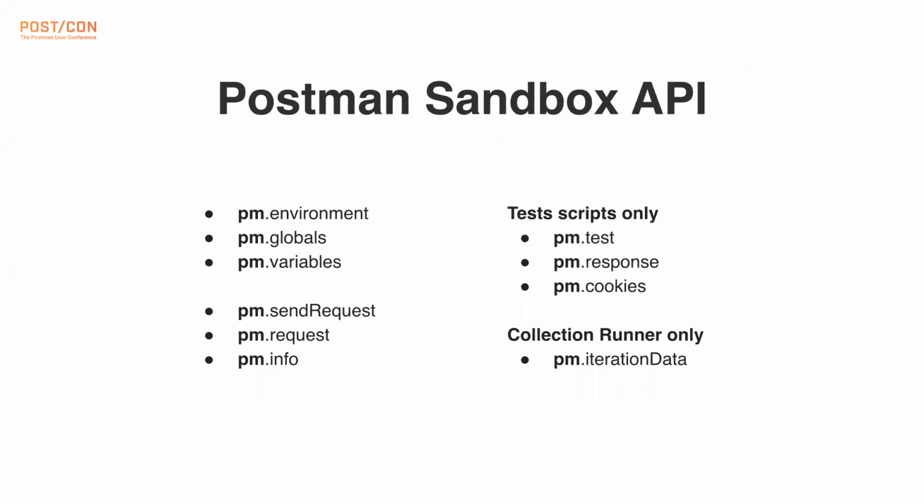In addition, we'll be looking at PM.sendRequest, PM.request, which allows us to access information in the request, similar to how we accessed information in the response, and PM.info, which gives us an object that's a general overview of what's going on. So for test scripts only, we have access to PM.test, PM.response, and PM.cookies. And when we're running collections, which will be our next webinar, we have PM.iterationData, and that allows us to interact with data files that we're in the middle of running.